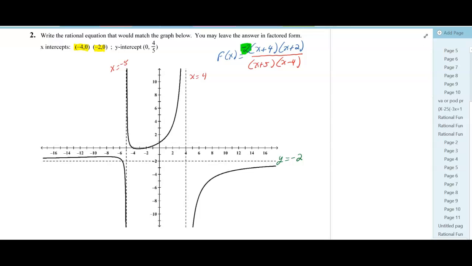Now let's check the y-intercept. f of 0 is going to be -2 times 4 times 2 over 5 times -4. The -4 reduces, the two negatives become positive, so you get 4/5, so it does check.